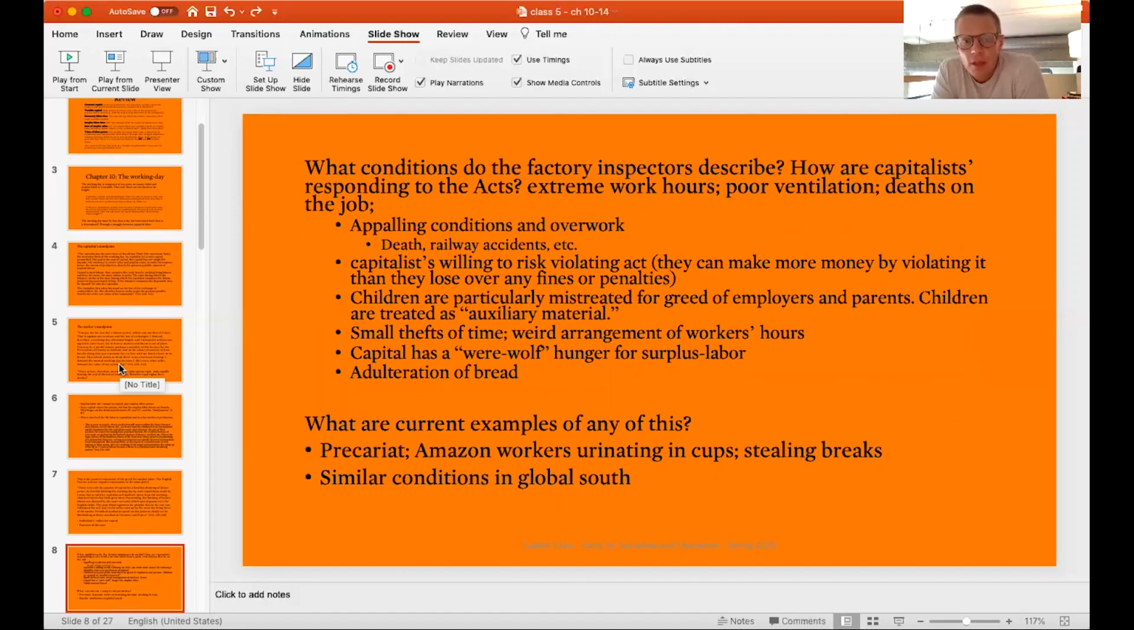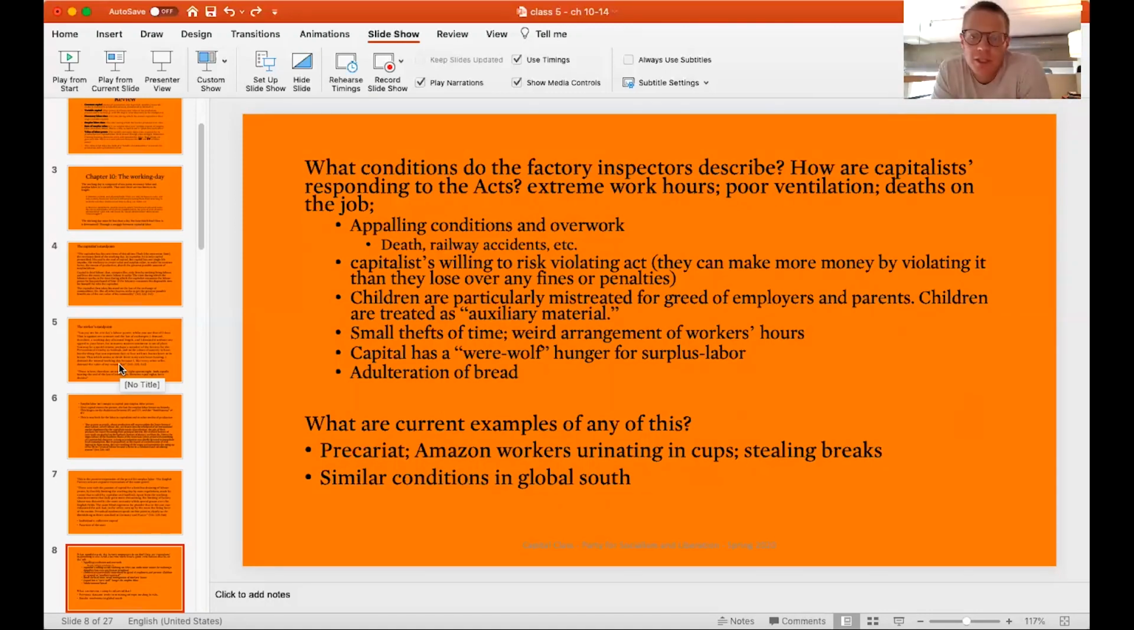And they're talking about appalling conditions and overwork, right? So death, railway accidents caused by conductors being forced to work so long that they fall asleep. We see this today in transportation, especially in trucking. Capitalists are willing to risk violating the acts because they can make more money doing so than the fines or penalties that are imposed on them for doing so, right?